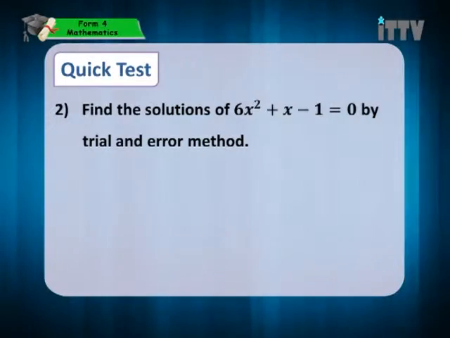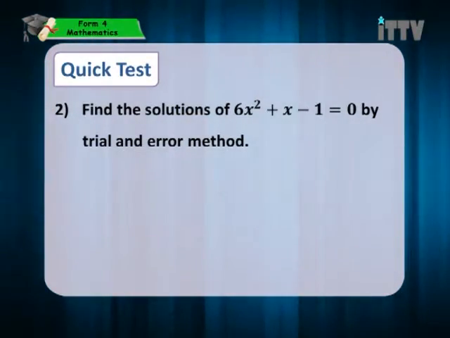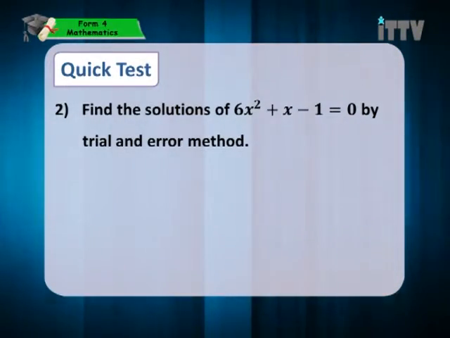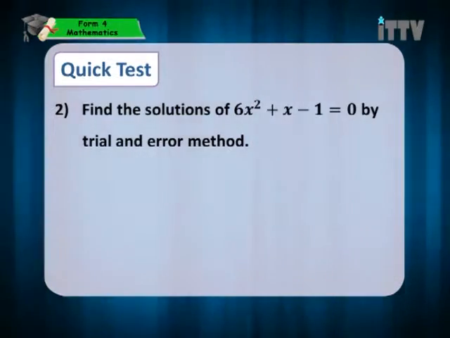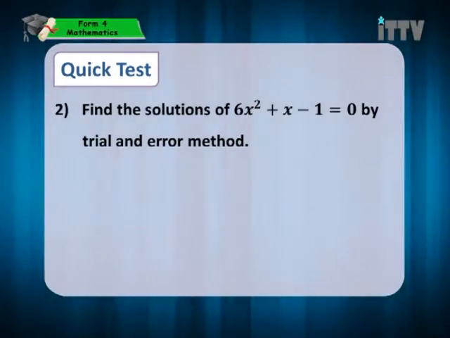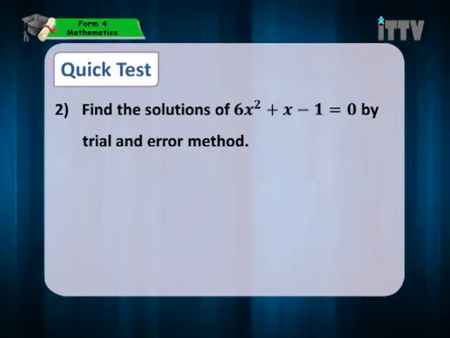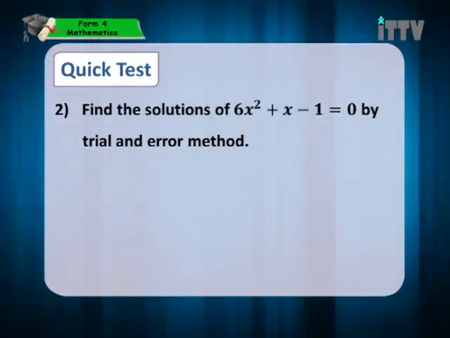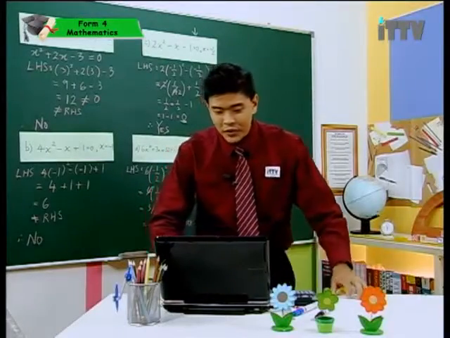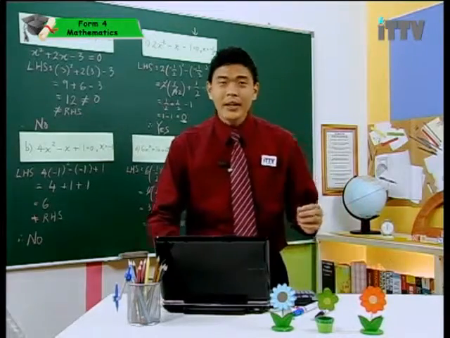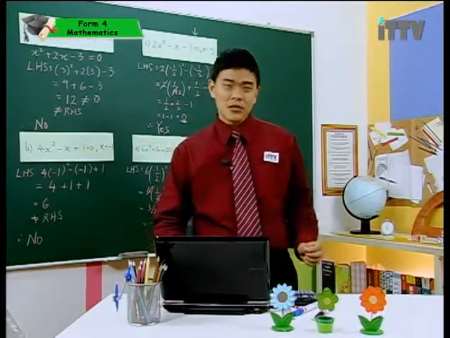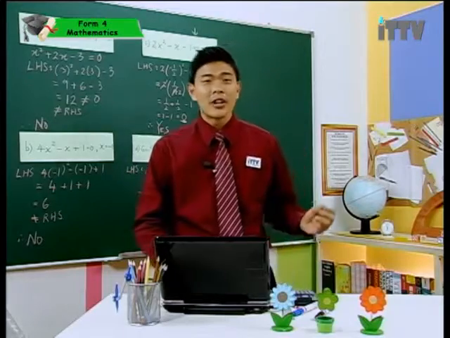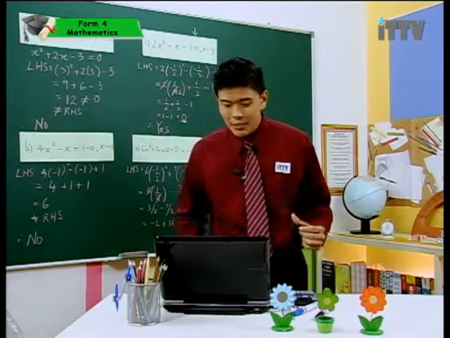Alright, in the second question, find the solutions of 6x squared plus x minus 1 equals 0 by the trial and error method. I'll give you some time to do this. Alright guys, I'm sure you have your solution. Remember, trial and error is trying to obtain the answer by randomly guessing a few common numbers.